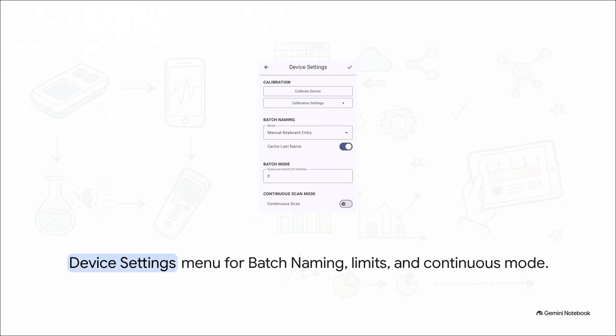Once you're in the settings, you can define the exact number of scans you want per batch, or just set it to 0 for infinite scans. You can also toggle on continuous scan mode. This is an absolute game changer because it automatically takes new scans at a set time interval, meaning you literally don't have to press a button at all.